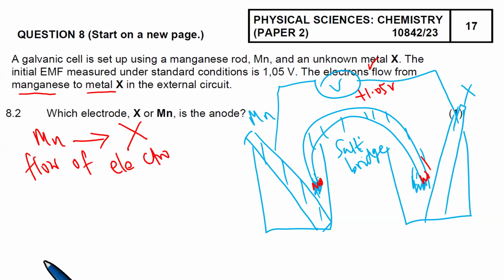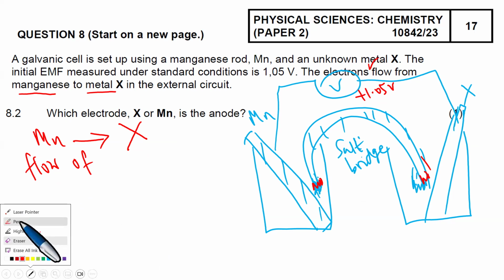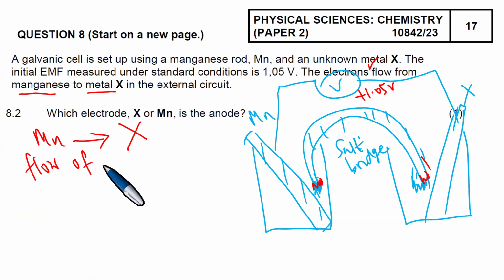So the electrons are flowing this way. They're flowing from manganese to the metal X. Here are the electrons and they're flowing like this, from manganese to the metal X.